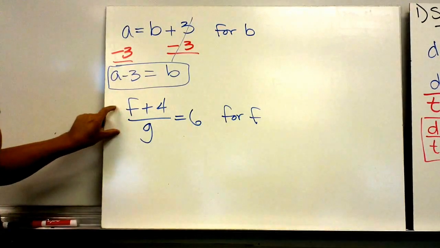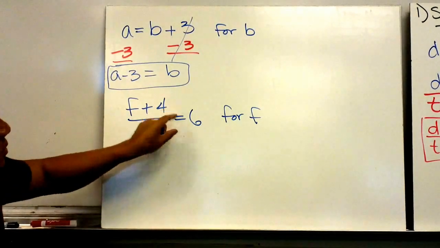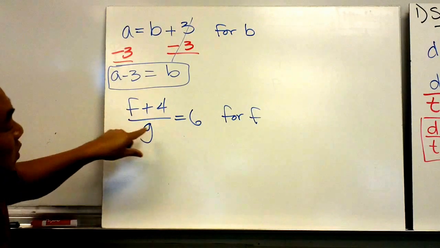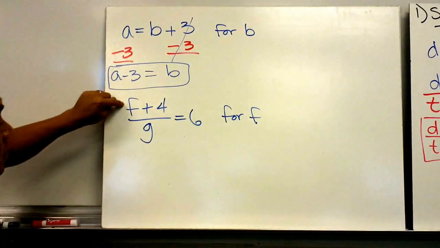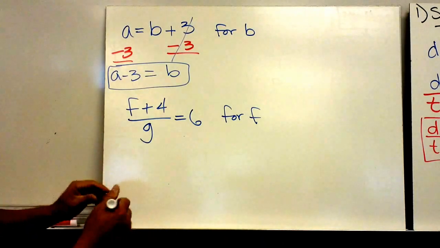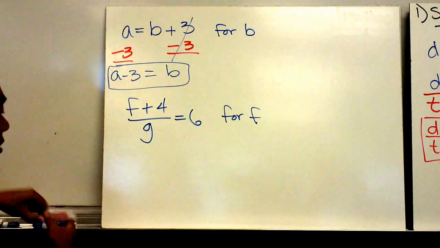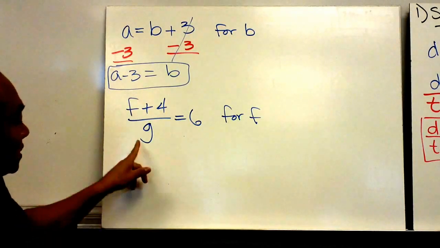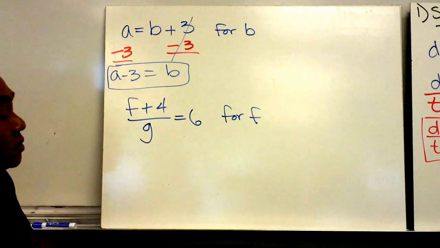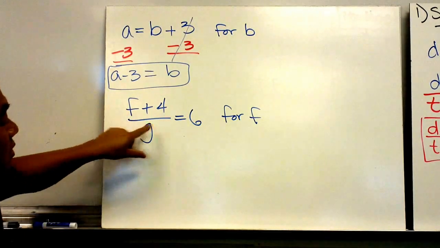This is a fraction. That's the number 6. That's the number 4. It's f plus 4 over g is equal to 6, and we're going to solve for f. So here's our f that we want. We want f on one side only. So let's start on looking at this going, well, right now that's a fraction. So let's move this onto this side. So we're going to go ahead and look at this part right here.